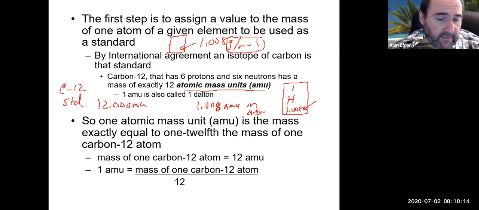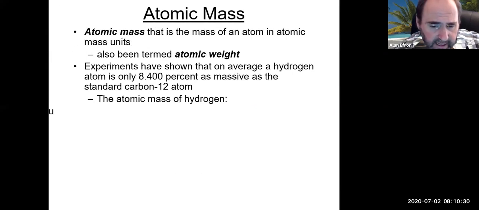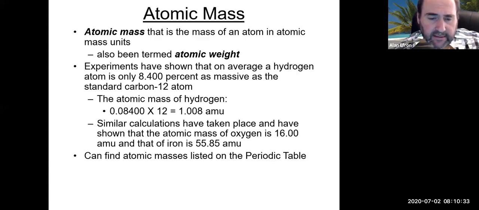So what they basically took was 8% of 12, and that's how they came up with that 1.008 number. And they did very similar calculations with everybody else. So again, they assigned this as a standard to compare to, and did calculations about, you know, this one is only this much percentage as big, or maybe this is bigger than the carbon 12 isotope. And they used those percentages and the carbon 12 isotope as a standard to come up with the atomic masses that we see on the periodic table. And that's what this calculation is here.